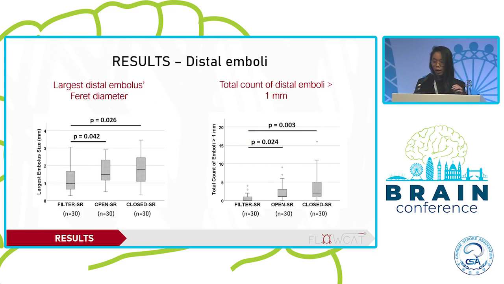If we look at the other two emboli-related metrics, we have the maximal embolus diameter, and we can see that the filter tip stent retriever reduces this parameter, which means that the fragments migrating distally are smaller in case of this treatment arm rather than the other two. And the same trend is present in case of the total count of large distal emboli, where the filter stent retriever almost did not generate any particles larger than 1 millimeter, whereas the other two arms did.